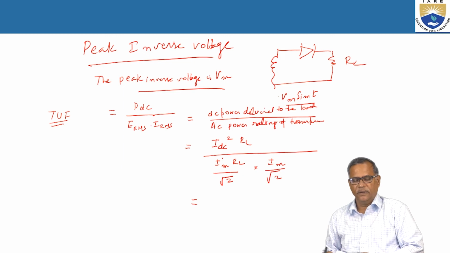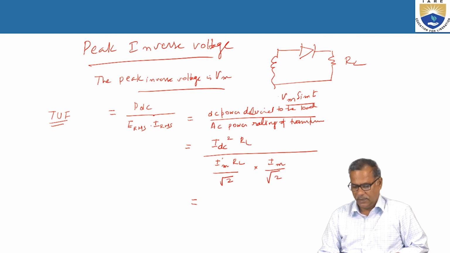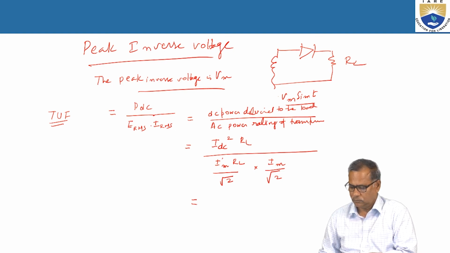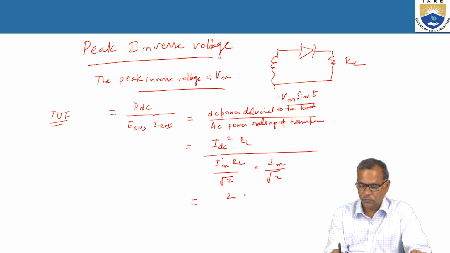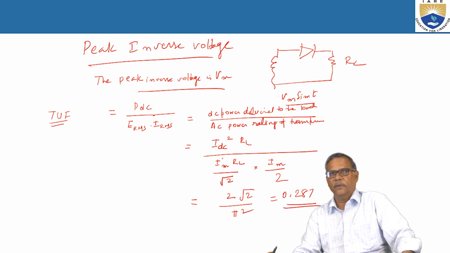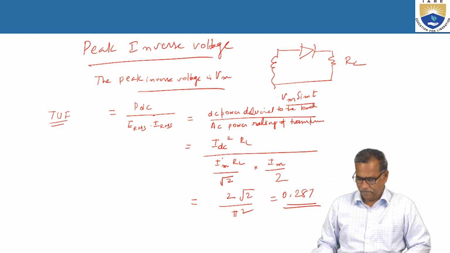So once we simplify this, we get 2 root 2 divided by pi square. So this we get as 0.287. So this is the transformer utilization factor.